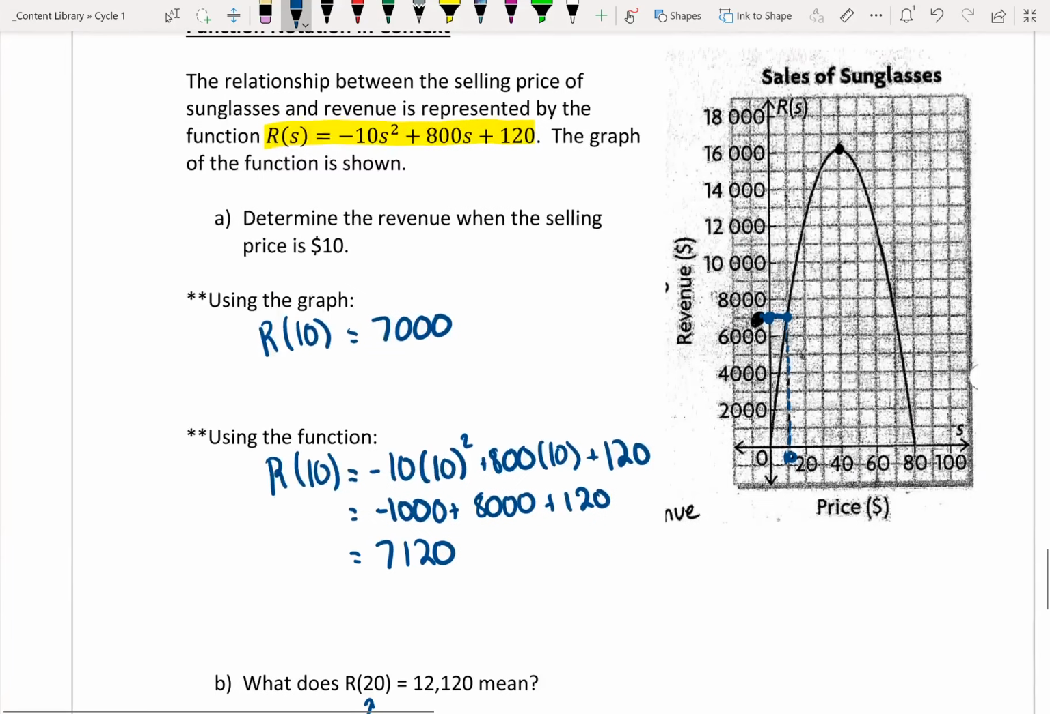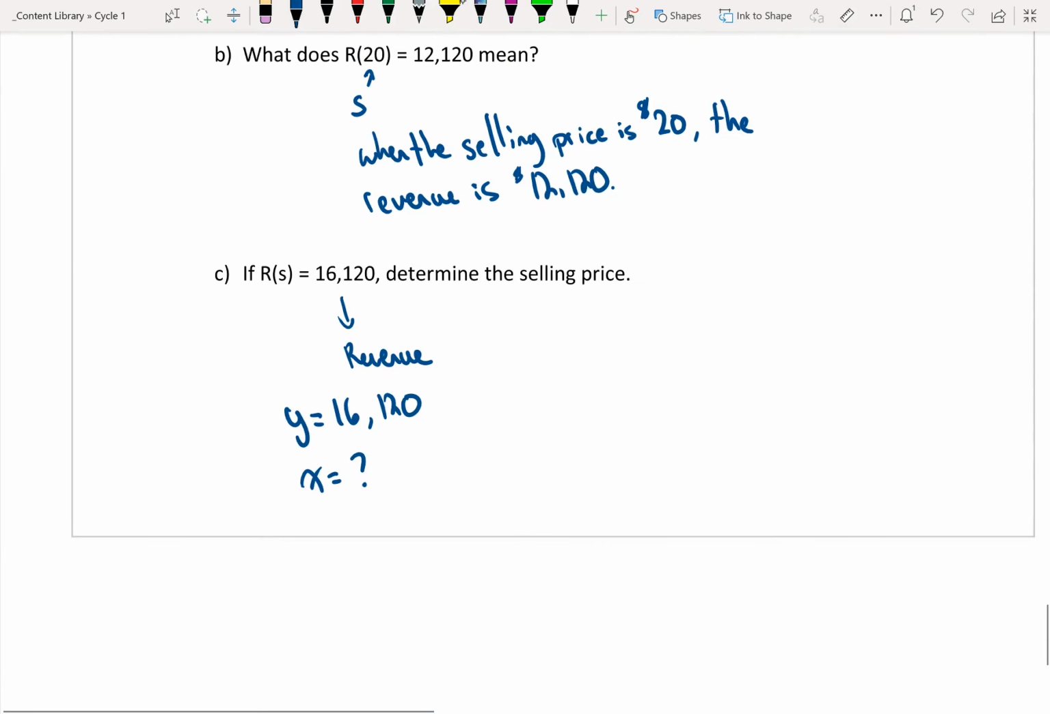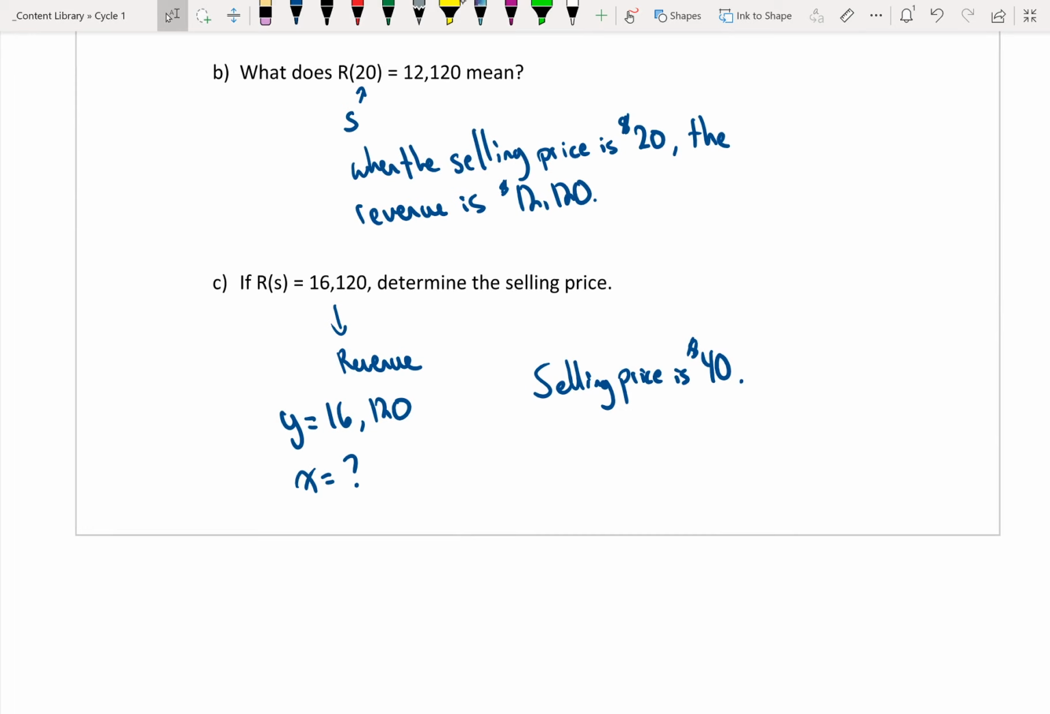So I'm going to go to my graph and find 16,120. I can see that it's roughly right here on my graph, right at the very top. Follow it over, and now I just need to draw a line all the way straight down to my x-axis to figure out what that value is. We can say that it's roughly $40. So the selling price is $40. Again, the key thing from this note is understanding what restrictions are and understanding function notation.